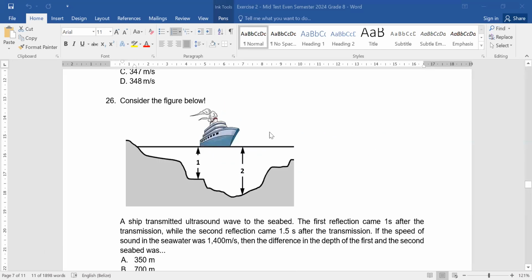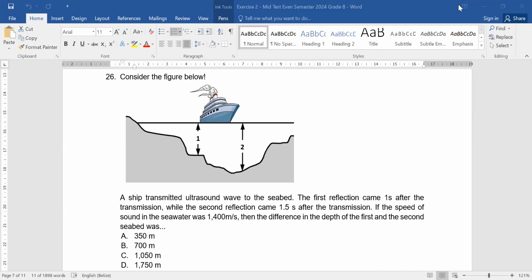The next one, question number 26. Okay, there is a ship here. The ship transmitted an ultrasound wave to the seabed, right? And then the first reflection comes 1 second after the transmission. So it means from the ship to the seabed and then back to the ship, the time taken is 1 second, right? And the second reflection comes 1.5 seconds after the transmission. So be careful with what the reference of the time is. Is it after the transmission or after the reflection from the previous one? Here it's after the transmission.